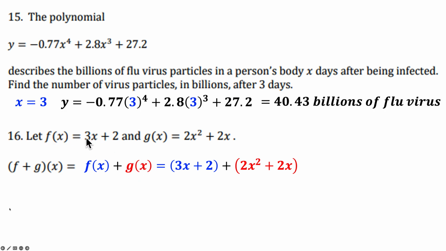Once you do that, then we can substitute 3x plus 2 in for f of x. You can see that's in blue. g of x, I'll replace that with 2x squared plus 2x. And now it's a combining of like terms. There's only one x squared term, so 2x squared. 3x plus 2x is 5x plus 2.